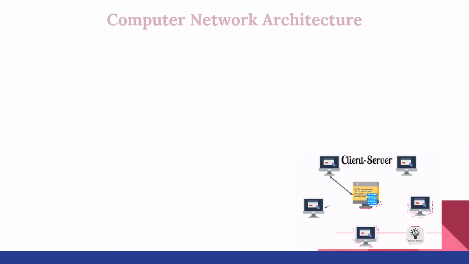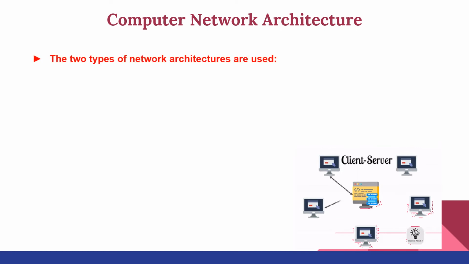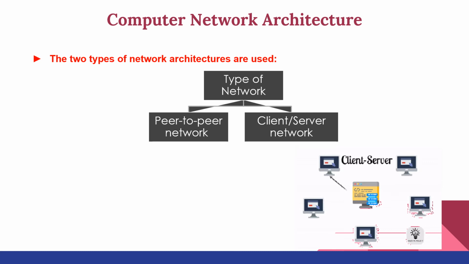Computer network architecture. Computer network architecture is defined as the physical and logical design of the software, hardware, protocols, and media of the transmission of data. The two types of network architecture used are peer-to-peer network and client-server network. Peer-to-peer network is a network in which all the computers are linked together with equal privilege and responsibilities for processing the data, while client-server network is a network model designed for end users called clients.